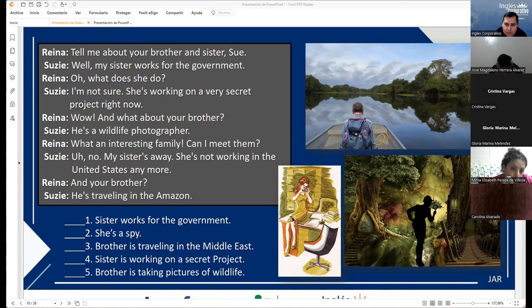Okay, so we have two pictures of the sister, okay, working in a very secret project.